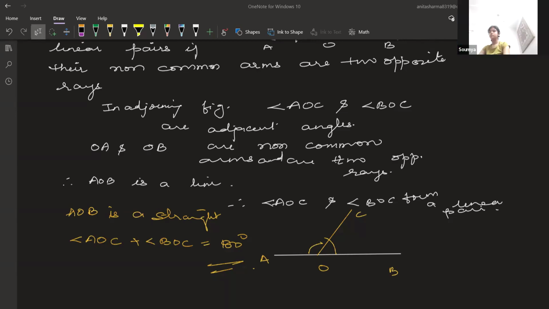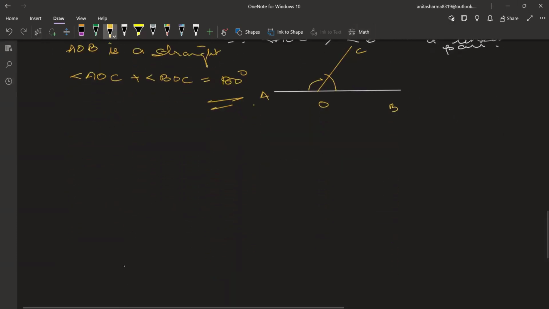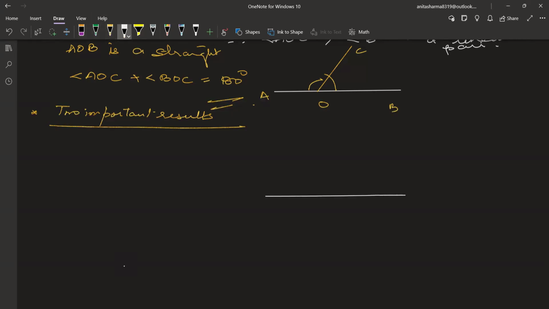Okay, so may I proceed to next? So there are two important results, beta. See, two important results are there. Not any two, there may be three angles also. Right, beta?